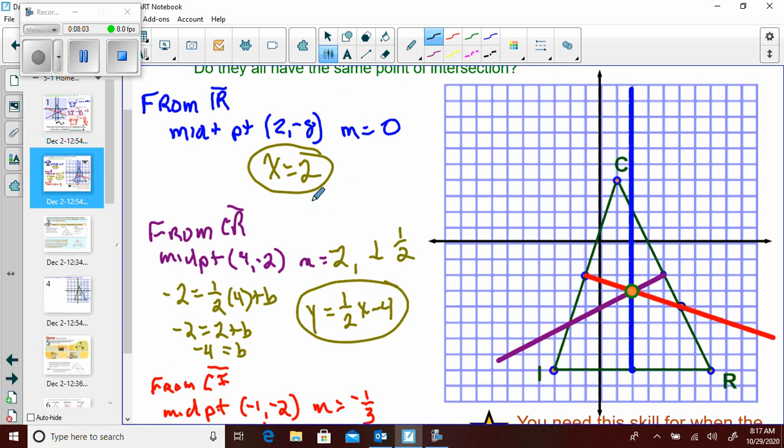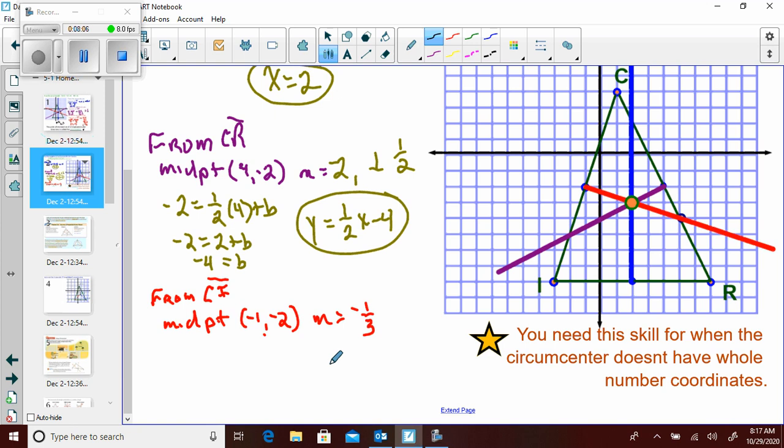But here, when you have a vertical or horizontal, use that one. That makes it real easy. Okay. So now, the perpendicular slope from CI is -1/3. This is my perpendicular slope.